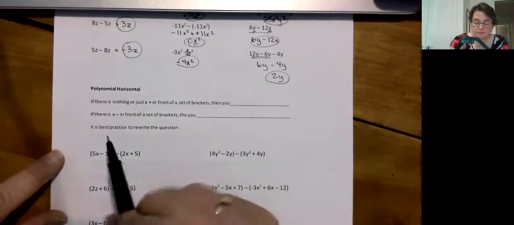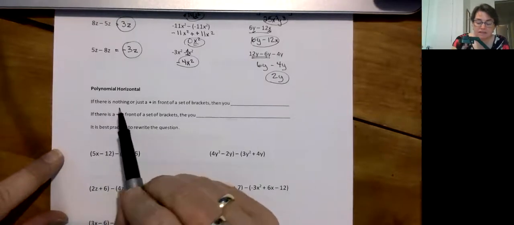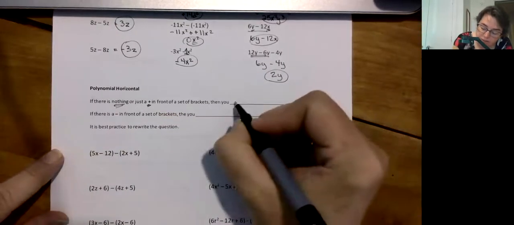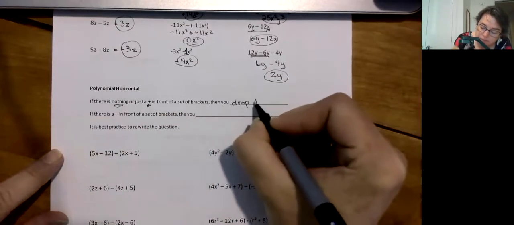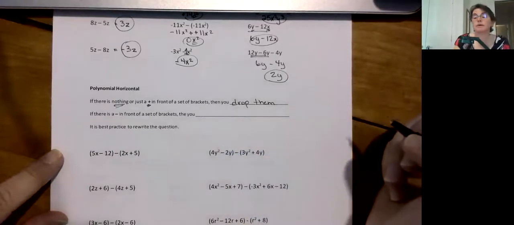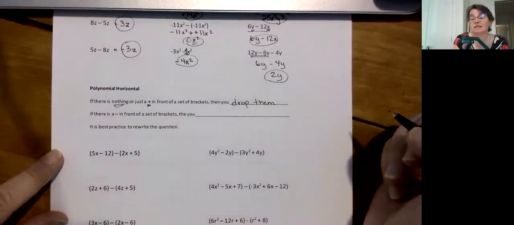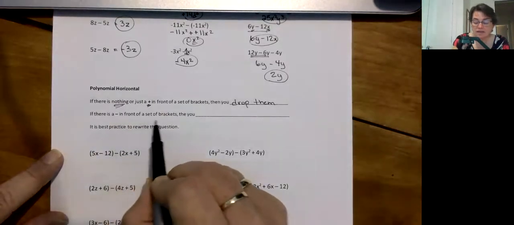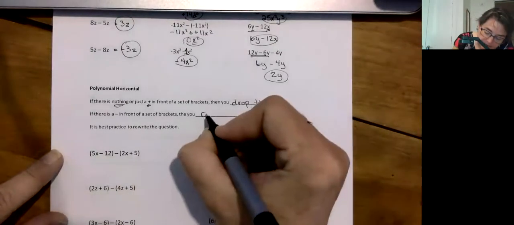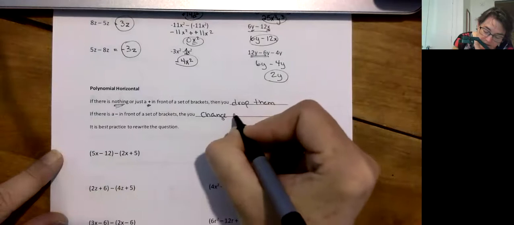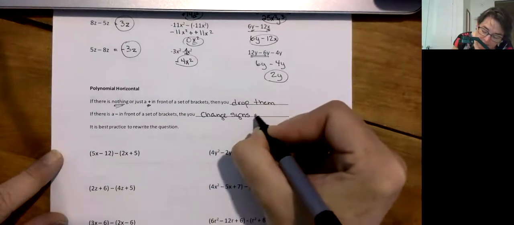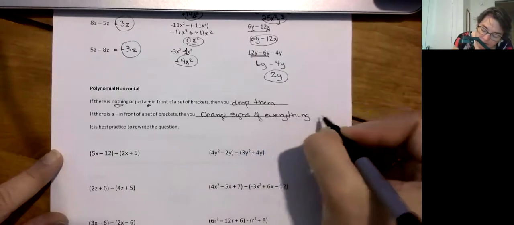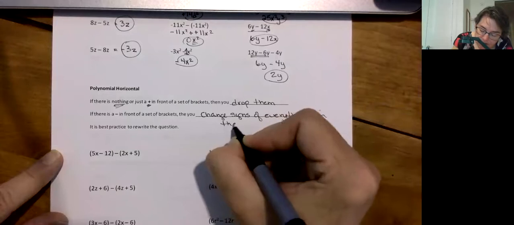All right, so from addition, if there is nothing or just a plain old plus in front of the brackets, then you can just drop them. I talked about that in the video about addition. It's basically just an organizational tool. But if there's a negative in front of the set of brackets, then you change the signs of everything in brackets.